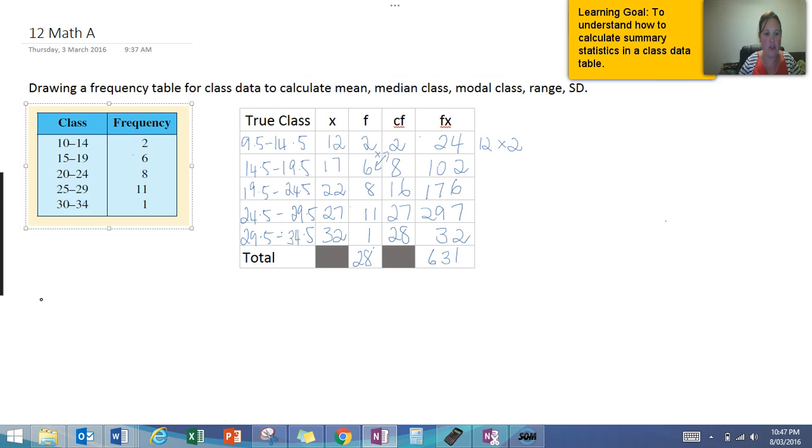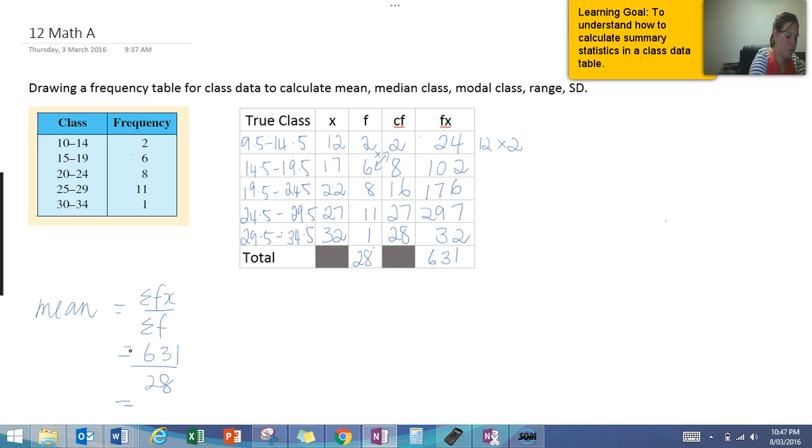So first up, the mean is equal to the sum of fx over the sum of f, which in this case we have 631 over 28. If I put that into my calculator, that gives me 22.54. And that is the mean for this set of data.